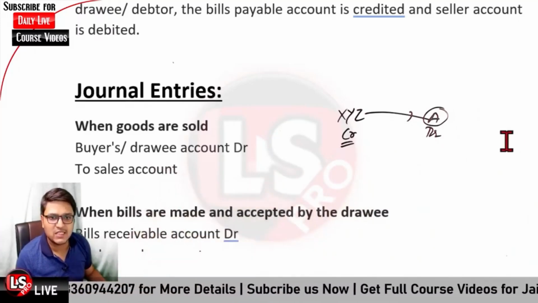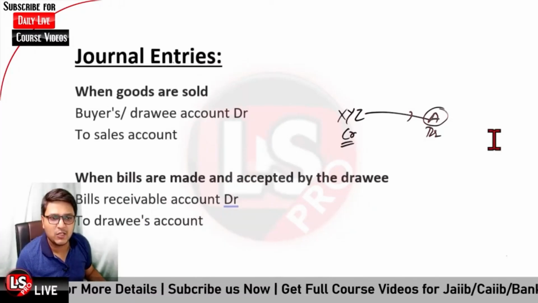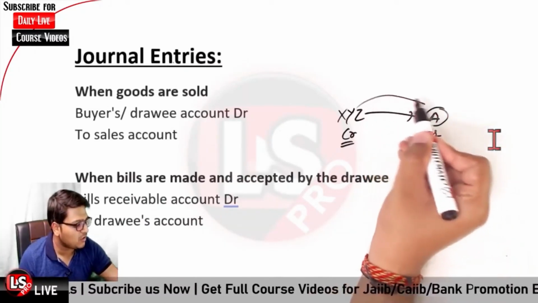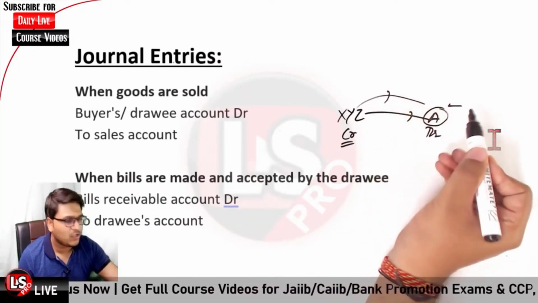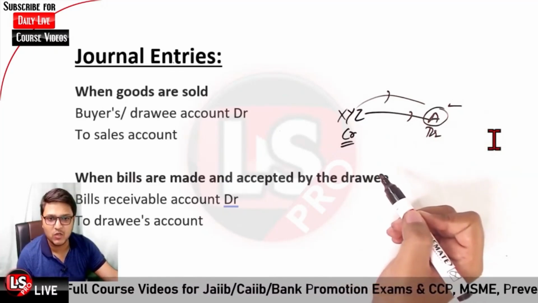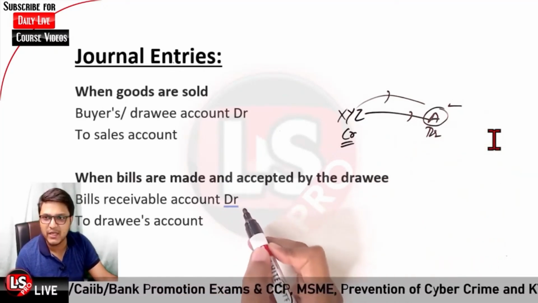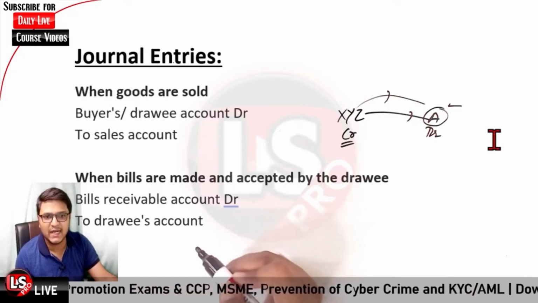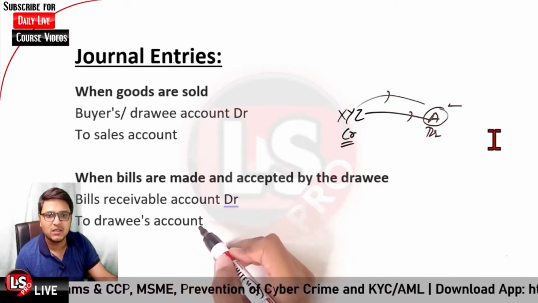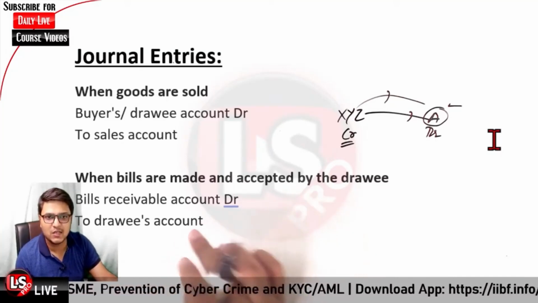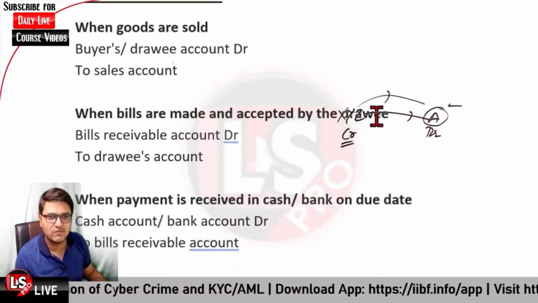Now second case, it says when bills are drawn and accepted by the drawee. Now the bill has been drawn and is accepted by the drawee. Okay, now in that particular case, bills receivable account is debited because it's becoming an asset, and the drawee's account is to be credited. That is, A's account will be credited. These two journal entries we have already learned.